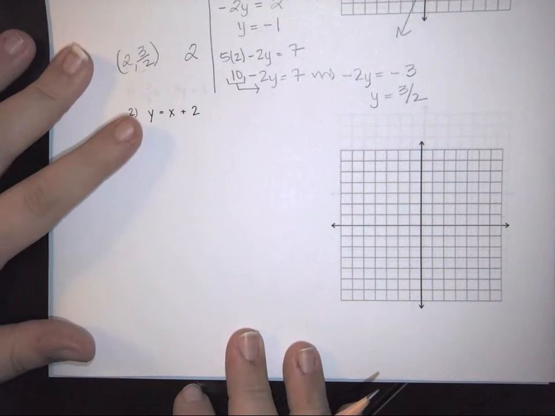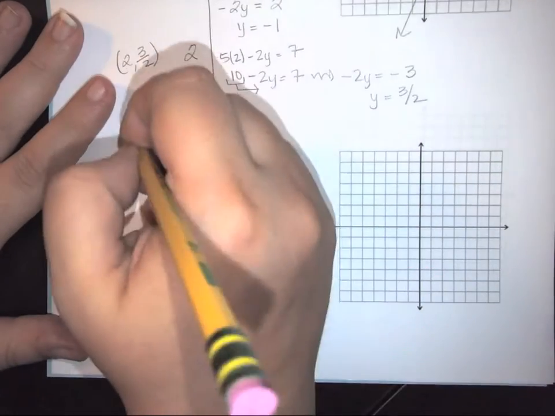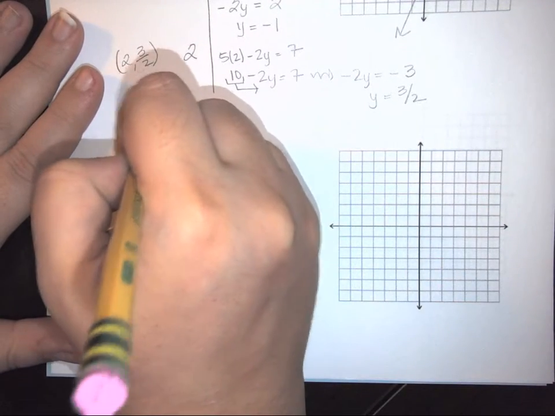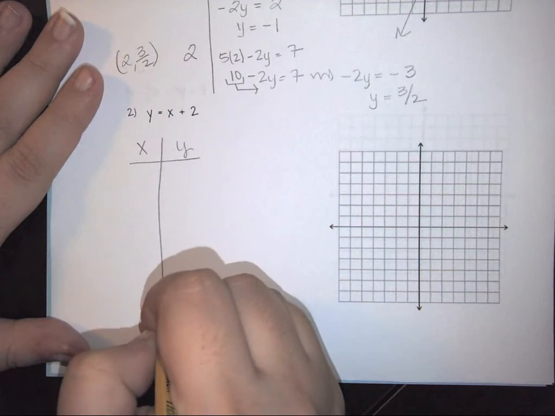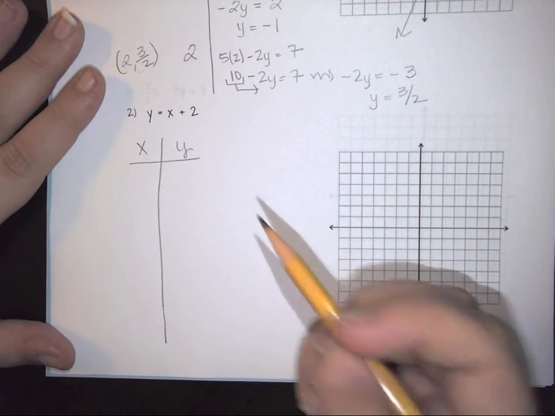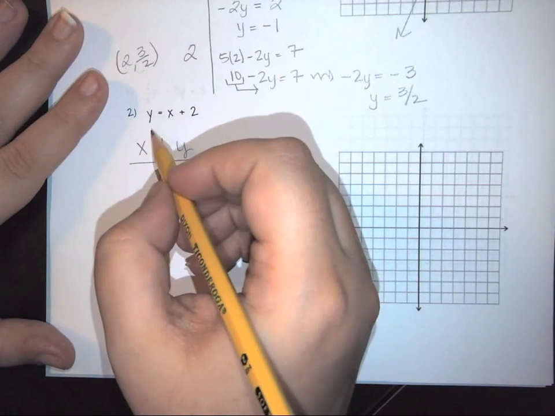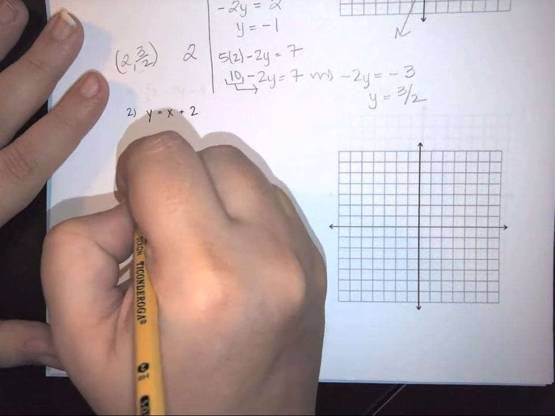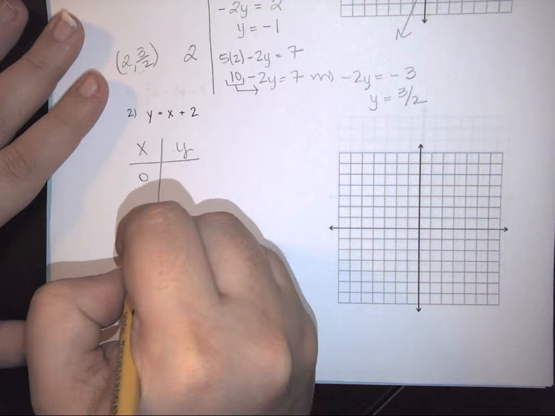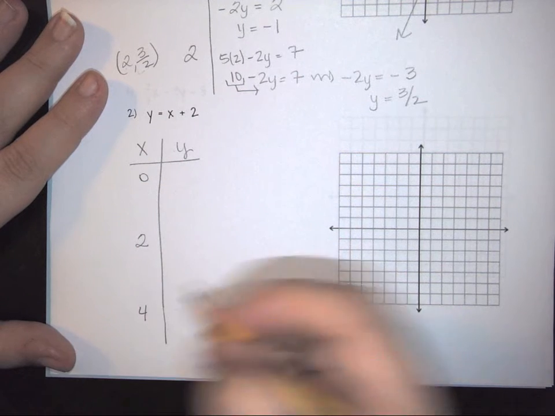Let's do it again, but in this case we'll use this equation. So again, we're still going to set up an XY chart. And I would still use 3 points. To show you that you can use any 3 points, let's make them all even. So we have 0, we've got 2, and 4.